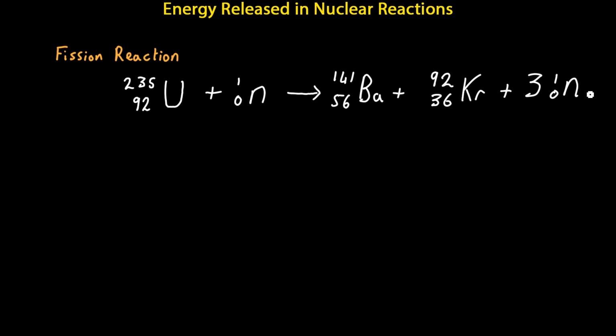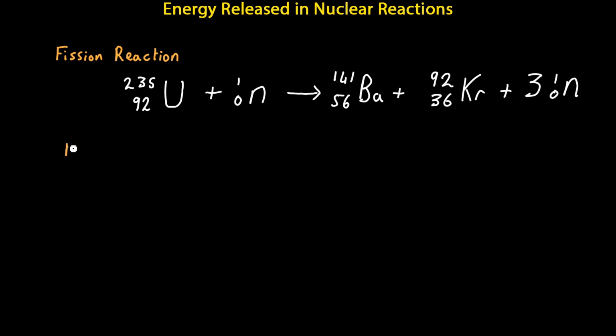When this neutron is absorbed into the uranium nucleus, the uranium splits into two daughter nuclei, the barium here and the krypton, which are the products on the right-hand side. And we also have three further neutrons being ejected in this process, and some energy is released as well.